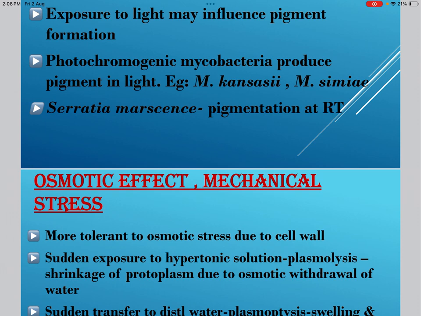So that is the topic we have discussed today, bacterial growth curve. I think all of you have understood. I request you to write an assignment on the bacterial growth curve, drawing the figure, and submit it to me in the next class.